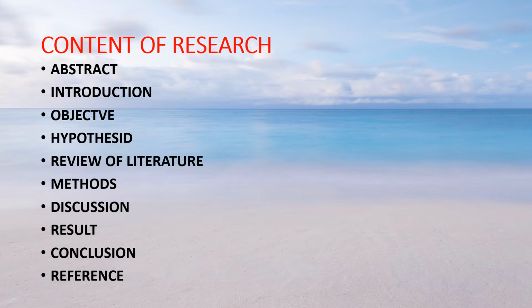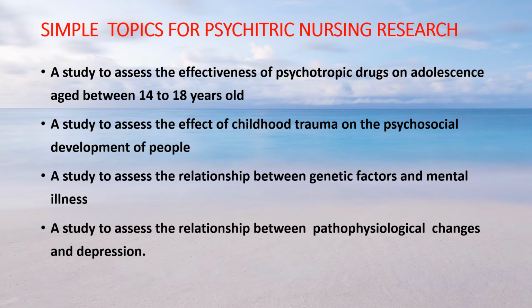So this is the format, or rather this is the content. If you look into a research, you can see these contents, and all these contents we will discuss in detail in another video. Now we will see some simple and easy topics for psychiatric nursing research. First, a study to assess the effectiveness of psychotropic drugs on adolescents aged between 14 to 18 years. Your title must be clear and understandable. That is a very important thing of the research topic.